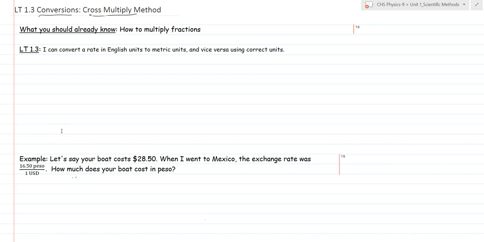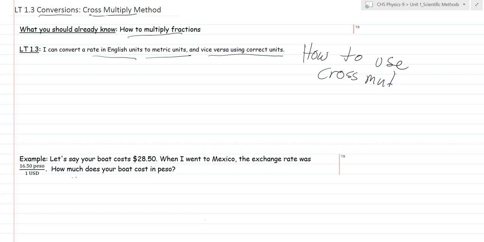I will be covering learning target 1.3, which is on conversions, in these video notes. And we'll be focusing on the cross multiply method. Things that you should know: how to multiply fractions. And so here's the wording for the learning target. The goal is that we can get to a point where you can calculate and convert rates in English units and metric units and vice versa using correct units. But this one we're just going to focus on how to use cross multiply.